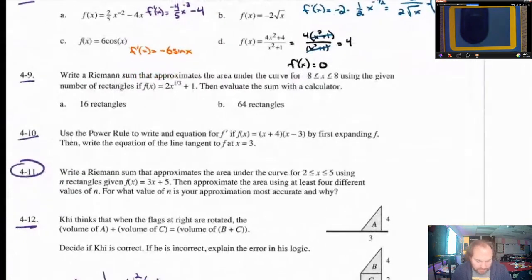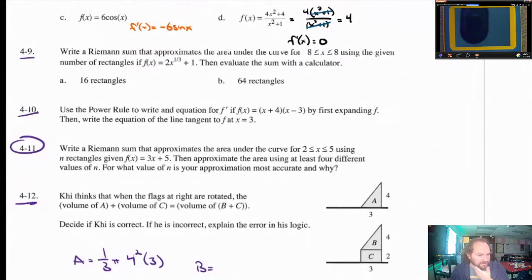Question 4.9 is probably a good idea for us to just review this process because it's becoming relevant again for us as we start our study of integrals.